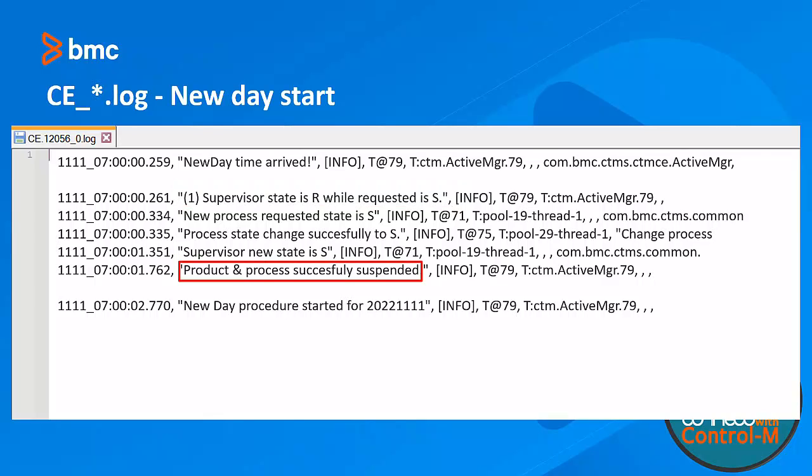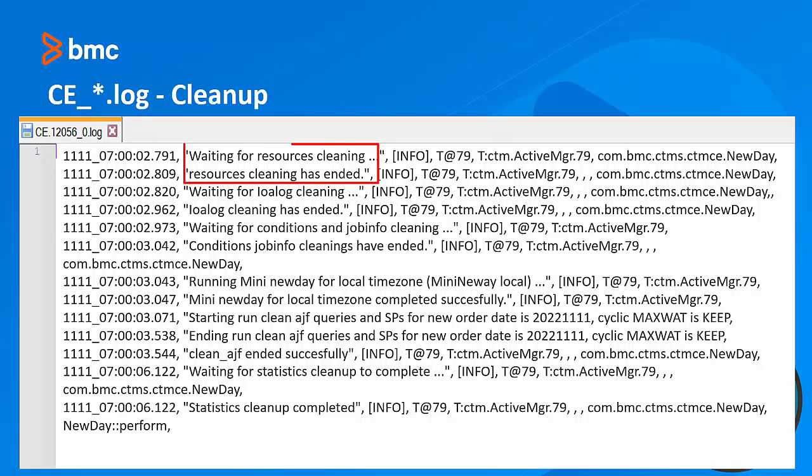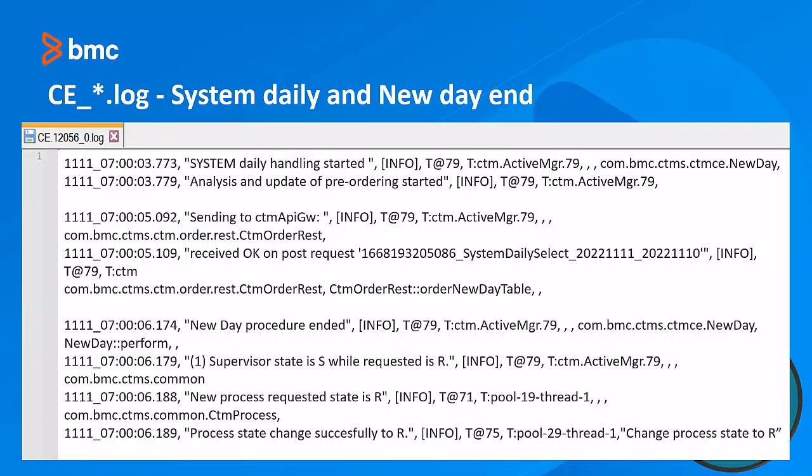After all processes are in suspend mode, the new day procedure starts. It does all the cleaning for resource, IALOG, conditions, clean AGF, and statistics cleanup. We can see the times where it starts and ends all the cleaning. After that, the system daily starts, first with the analysis and update of pre-ordering, and then it sends the confirmation to CTM API Gateway to order the jobs. After this, the new day procedure ends and the supervisor requests to change the processes from suspend to running again.